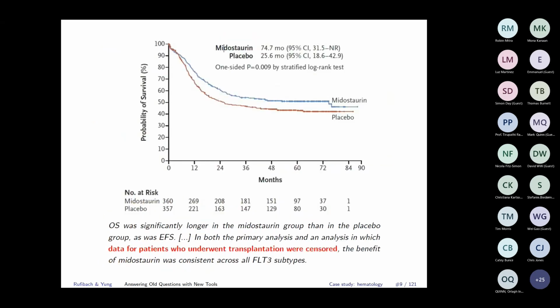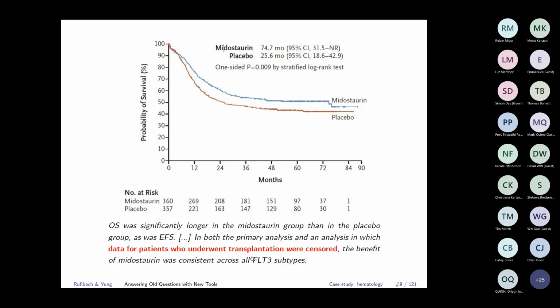This was the result. So this is overall survival. And you see here that the treatment or the experimental arm did better than the placebo arm. You see here all the numbers, the quantification of the effect. Stem cell transplant can lead to cure. That's why you see this plateauing here of the survival functions.